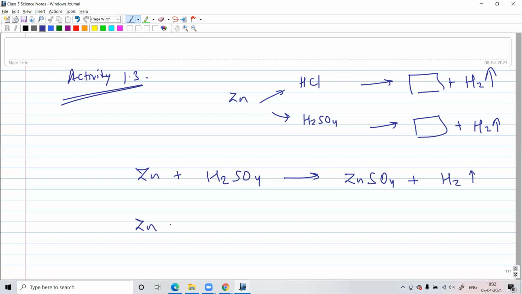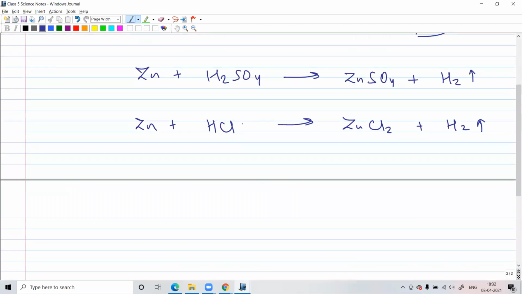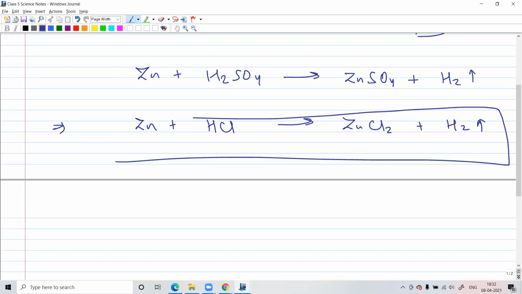So the reaction of zinc with HCl will be something like this. Sir, why will it be Cl2? That's a very good question. Why ZnCl2? Why not ZnCl? I will explain that in a bit. Before that, tell me if this equation is already balanced or not. Is it a balanced equation or is it a skeletal?